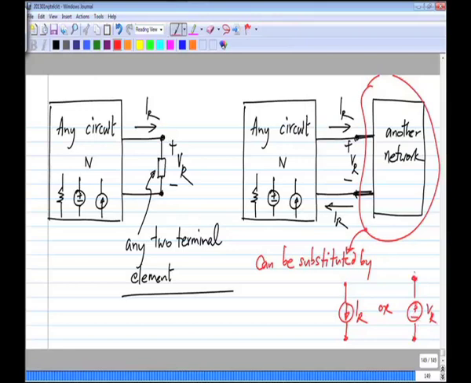Okay, so I started with a resistor, but you can work out for yourself that the logic of the proof holds good even if it is a nonlinear element. It can be any element. In fact, you can substitute a voltage source by a current source and vice versa. And also, you can substitute a complicated circuit as long as it is only at two terminals. So if you have a complicated network with only two terminals brought out, you can substitute the entire network by this voltage source or current source. I hope that part is clear.